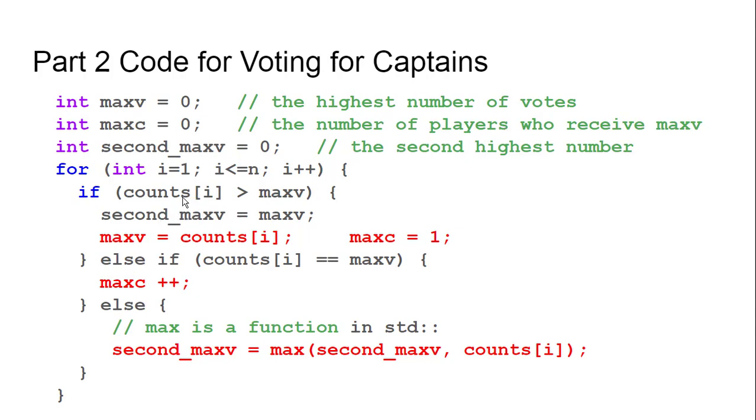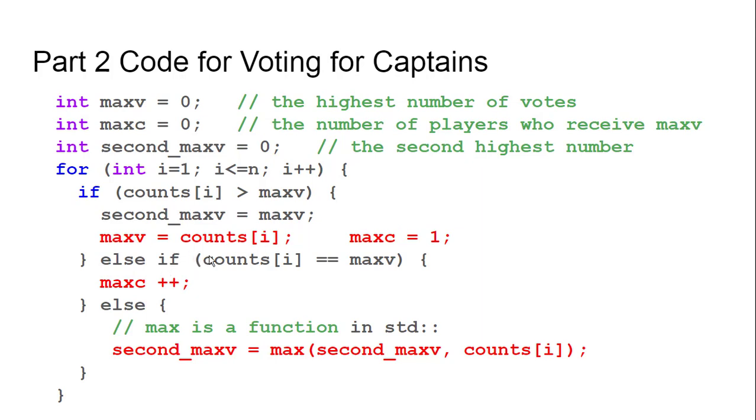Each time we see player I, if player I's vote is bigger than the max we've seen so far, then the second max will become max. So we've seen that before. Now max V will be assigned this player I's number of votes, because now we have a new max value, and so max C should be 1, because we have exactly one player at this point who has max V number of votes.